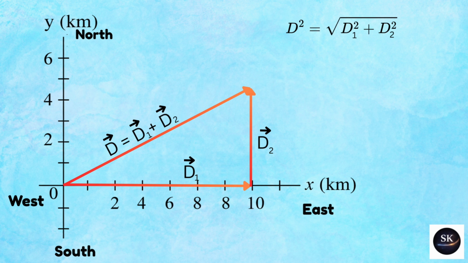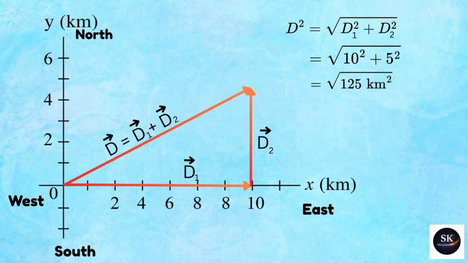Thus D2 equals under root D1 squared plus D2 squared, which is under root 10 kilometers squared plus 5 kilometers squared, and that is under root 125 kilometers squared. Square root of 125 gives the answer 11.2 kilometers.